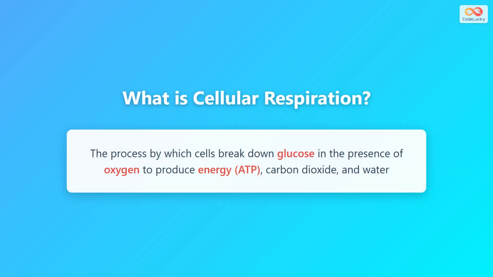So what exactly is cellular respiration? It's the process by which cells break down glucose, which is a simple sugar, in the presence of oxygen to produce energy in the form of ATP. ATP stands for adenosine triphosphate, and it's the energy currency that powers all cellular activities. This process also produces carbon dioxide and water as waste products. Think of it like burning fuel in an engine. Glucose is the fuel, oxygen helps it burn, and we get energy plus some exhaust products.